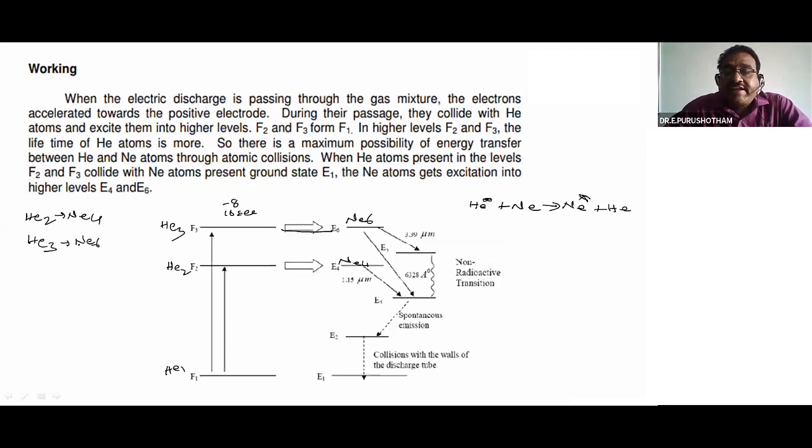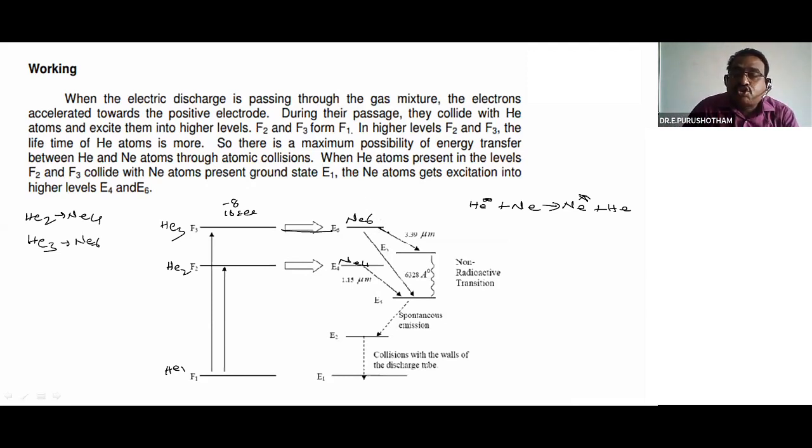In Ne6 and Ne4, the pumping process starts. Pumping means there is a metastable state with a large lifetime, and the population N2 is greater than N1. That is, we get population inversion, and then the pumping process starts.